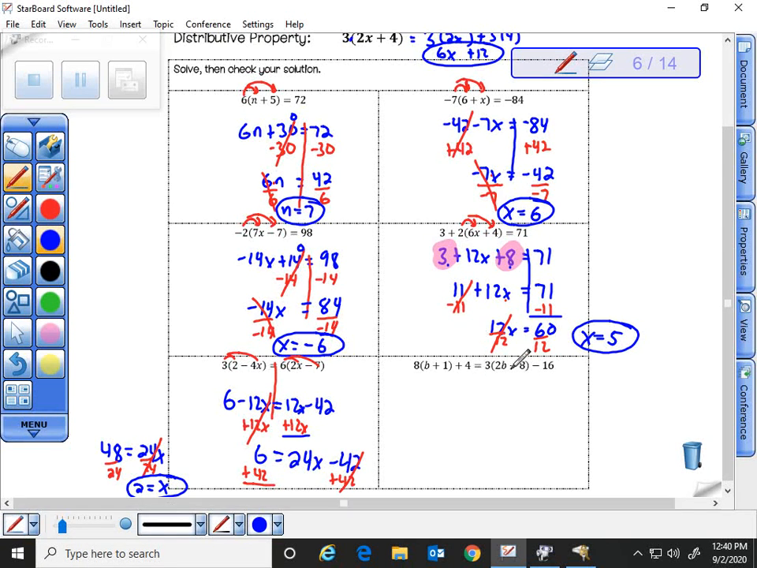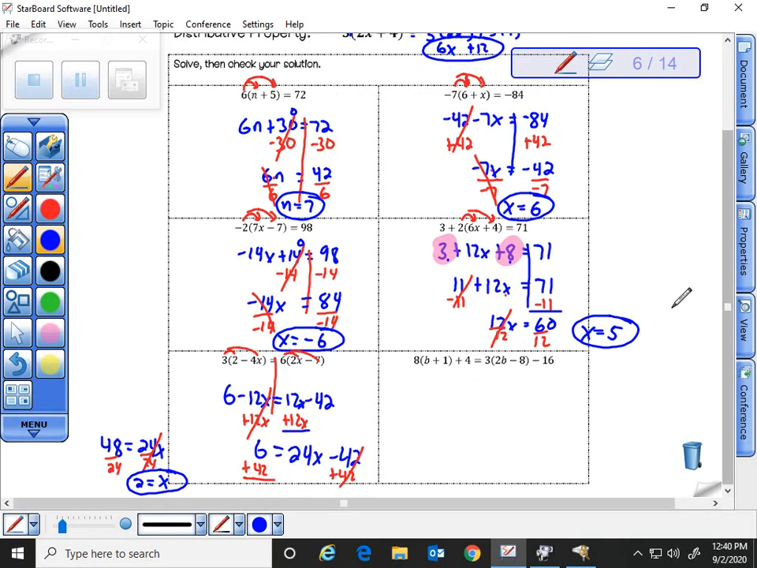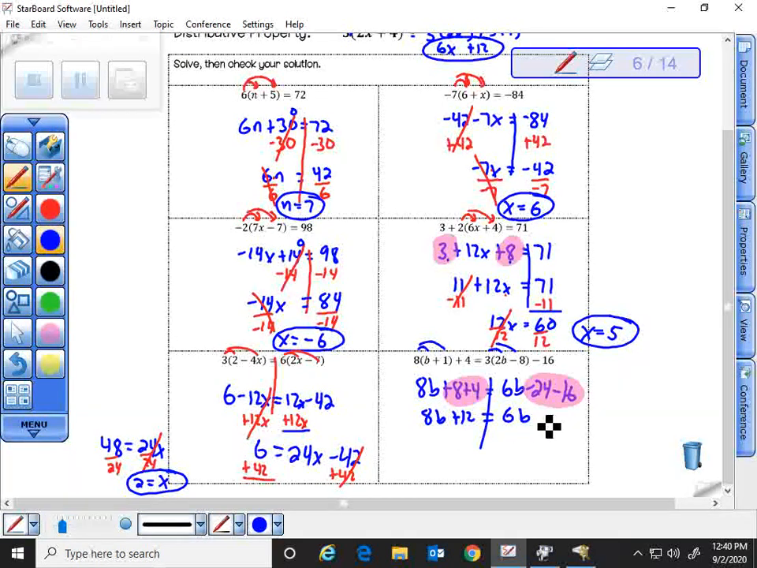All right, last one on this page, and if you are in intermediate algebraic concepts, we do not do this problem, so you can skip ahead if you like. Distribute the 8 through, distribute the 3 through, and you would get 8b plus 8 plus 4, and you get 6b minus 24 minus 16. You have two numbers on the same side, add those together. So we will have 8b plus 12 equals 6b minus 40.